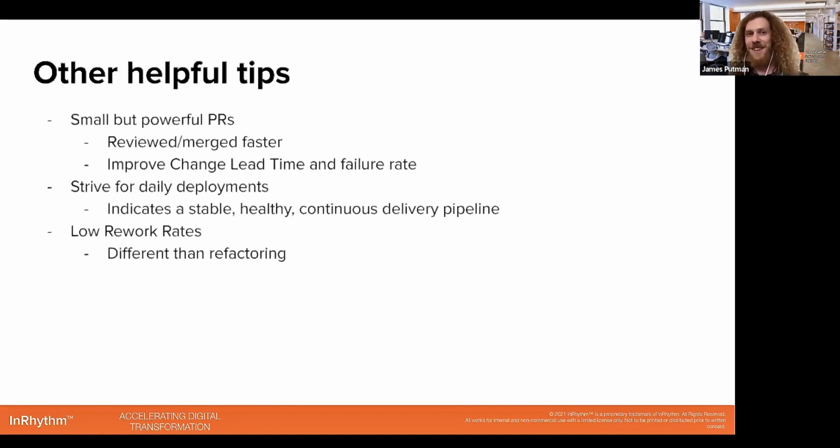You want to try and shoot for smaller PRs, maybe limit the number of changes that PR has so that you can put restrictions on those PRs so that, as soon as that PR hits, somebody can review it, somebody knows what they're looking for, they can get that PR merged, move on to the next thing. And this would improve change lead time and failure rate because it's a lot easier to review a smaller PR.